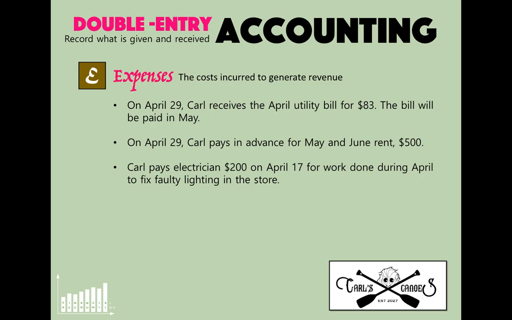Third scenario, Carl pays an electrician $200 on April 17th for work done during April to fix faulty lighting in the store.